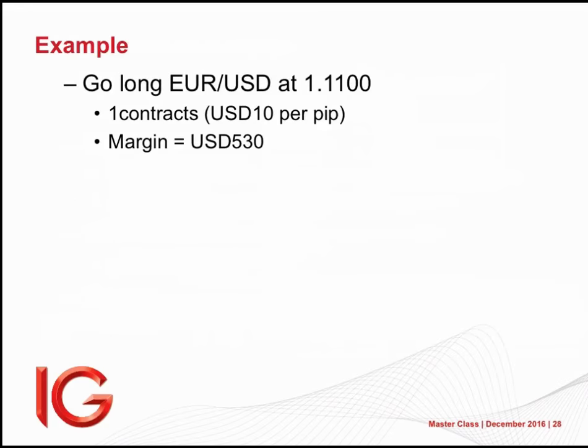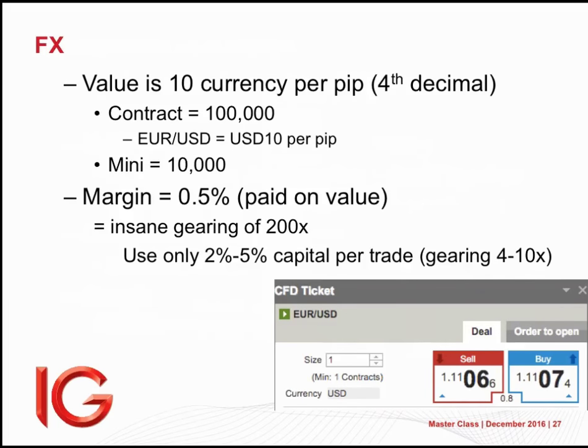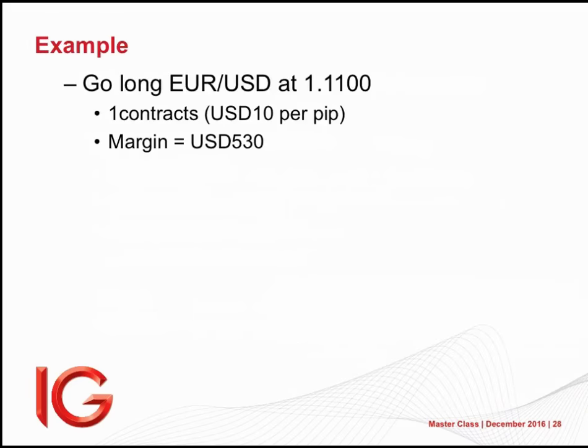So just a quick example here, just to understand it. Go long euro at 111, one contract, which is $10 per pip. A pip is that fourth decimal point. So when it goes from 7 to 10, you've made 3 pips, you've made $30. Your margin will be 530.